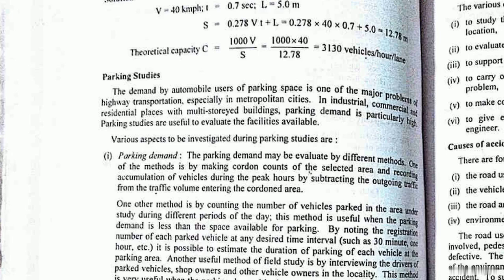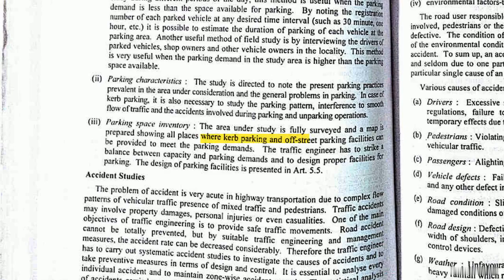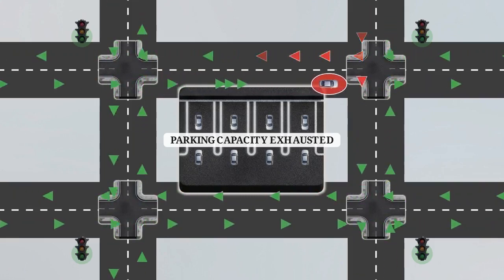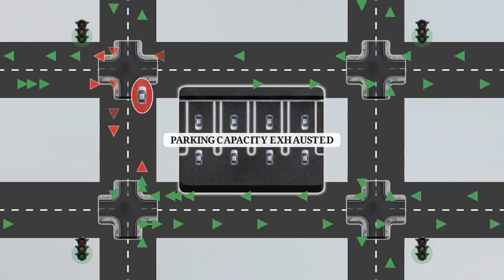Looking at the methodology for parking demand, engineers use cordon counts, tracking vehicles entering and exiting a zone to calculate the exact accumulation of cars needing storage. They balance this demand against the parking space inventory, which requires surveying every available curb and off-street facility to determine physical holding capacity. If an engineer fails to balance parking capacity with demand, the resulting circling traffic creates a parasitic load on the local network.